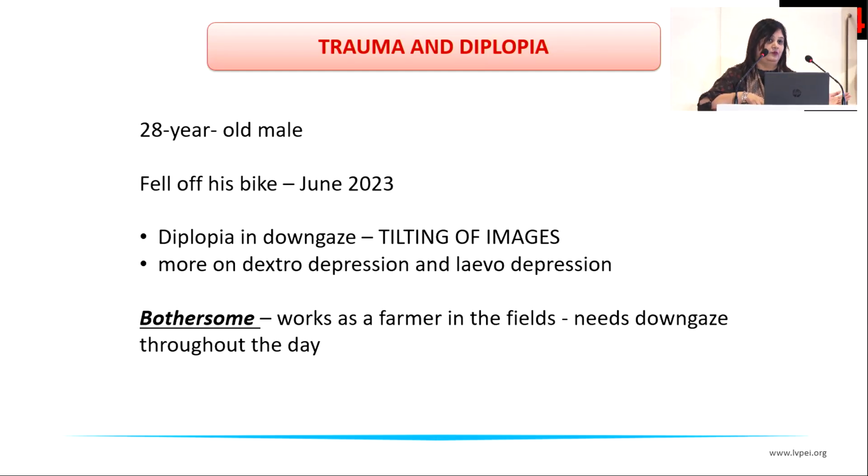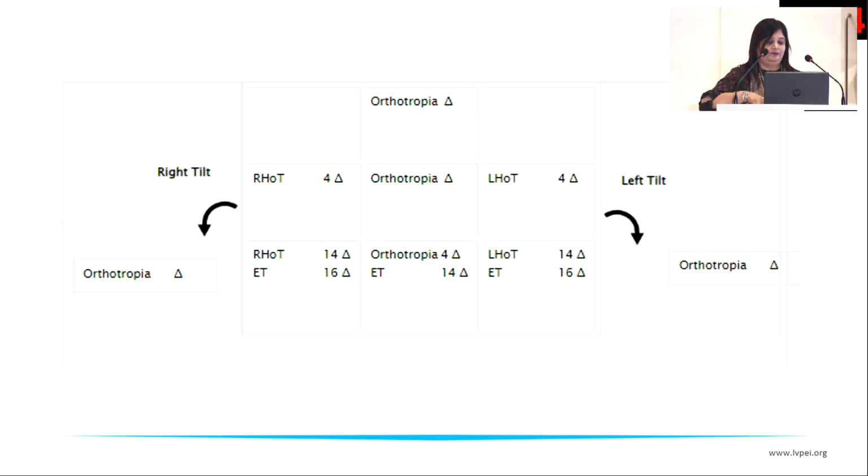So when he looked down and right and down and left. He used to work as a farmer in the fields. So every time he's looking down, trying to work with his crops, he's getting this double vision, which was pretty bothersome. This was his eye position. So as you can see, all that double vision and the vertical deviation is more in the down gaze. In the dextro depression, he's got a right hypotropia, and in the left, he's got a left.